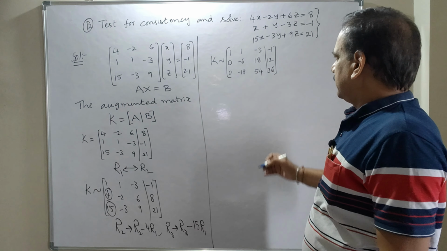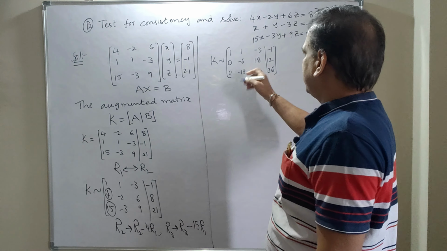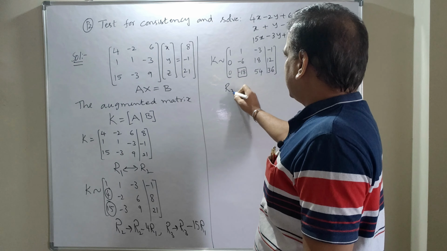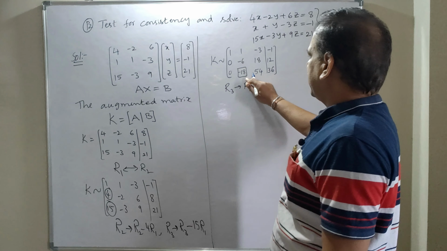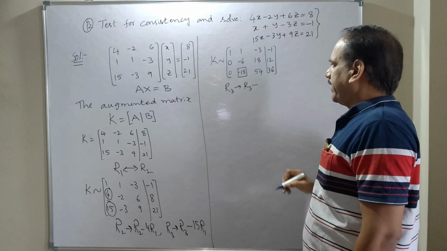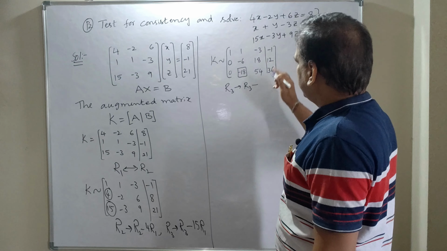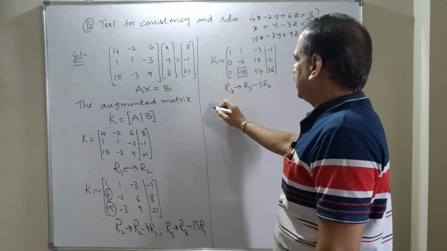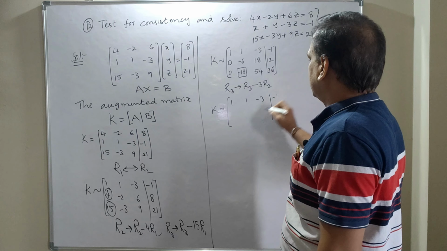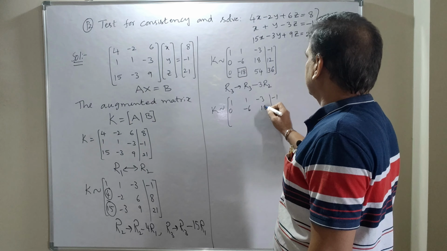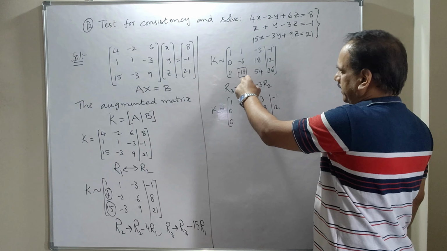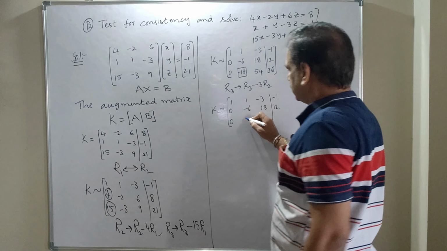Right. So if you observe, actually here the next target is to make this entry 0, right? Now R3 implies, how to get 0 here? R3 minus, both are negative signs, so we take only negative sign only, subtract. R3 minus 3 into this, 3R2. Then K becomes 1 1 minus 3 minus 1. No changes to second row also. Third row is R3 minus 3R2. Here it is minus 18 plus 18, 0.